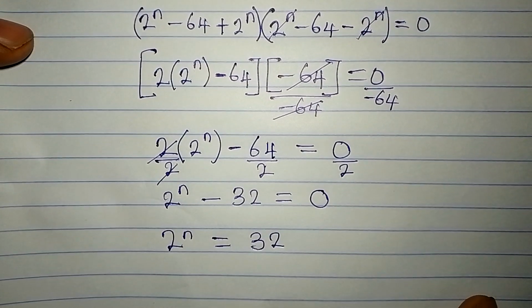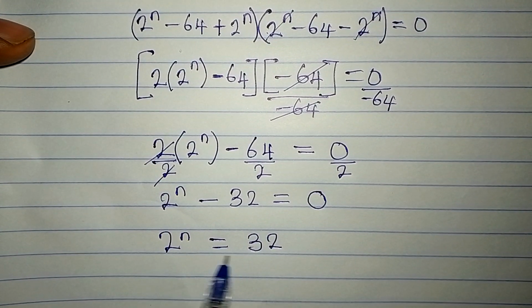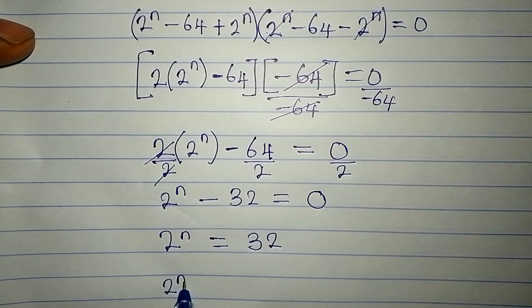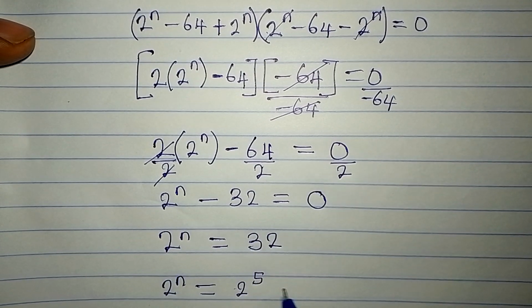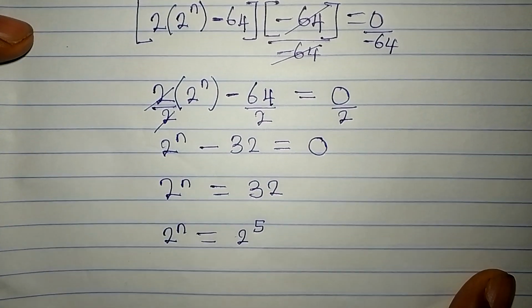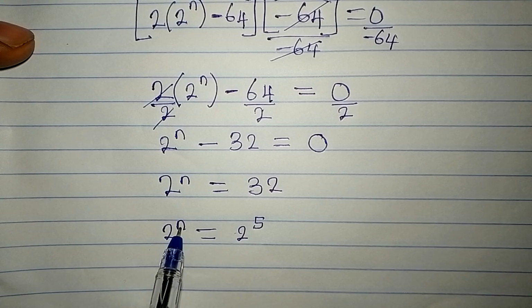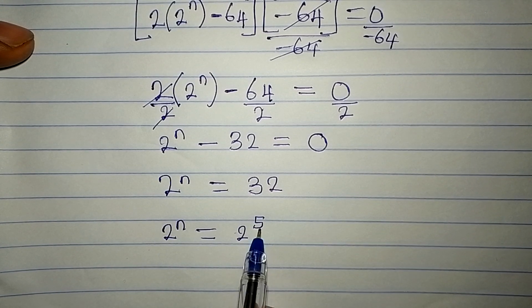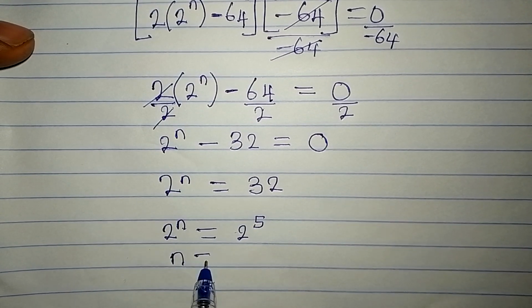At this point you can decide to take the log of both sides, but if you can simply express them in the same base, there's no point taking the log of both sides. So here we have 2^n, which is equal to 32, and 32 is 2 to the power of 5. This makes it very easy because we can now compare. We have 2, we have 2, we have n, then this should also be n, meaning that n should be equal to 5. So the value of n is equal to 5.